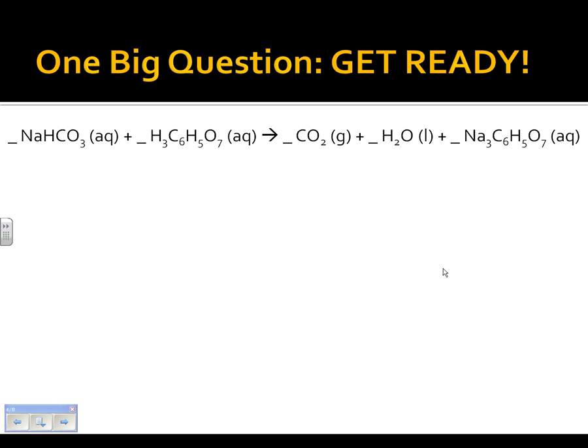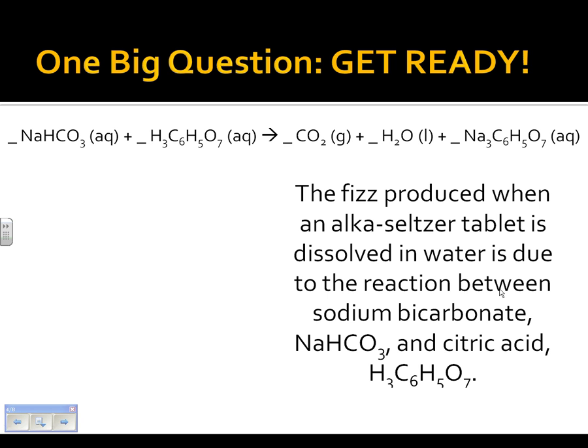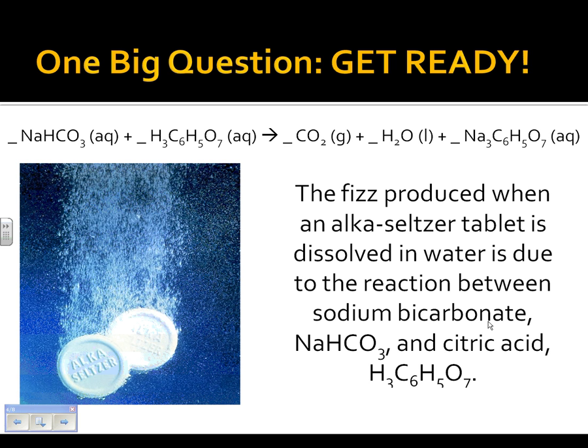Now let's put the mole map into action, shall we? The fizz produced when an Alka-Seltzer tablet is dissolved in water is due to the reaction between sodium bicarbonate, NaHCO3, and citric acid, H3C6H5O7, as shown by this balanced chemical equation. You may want to pause the video for a moment to copy down the equation. Please pause now.